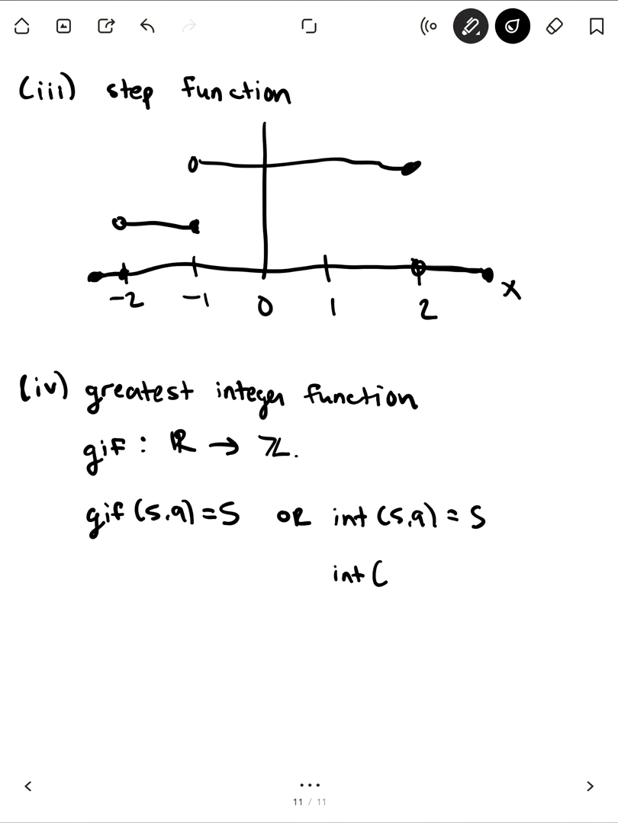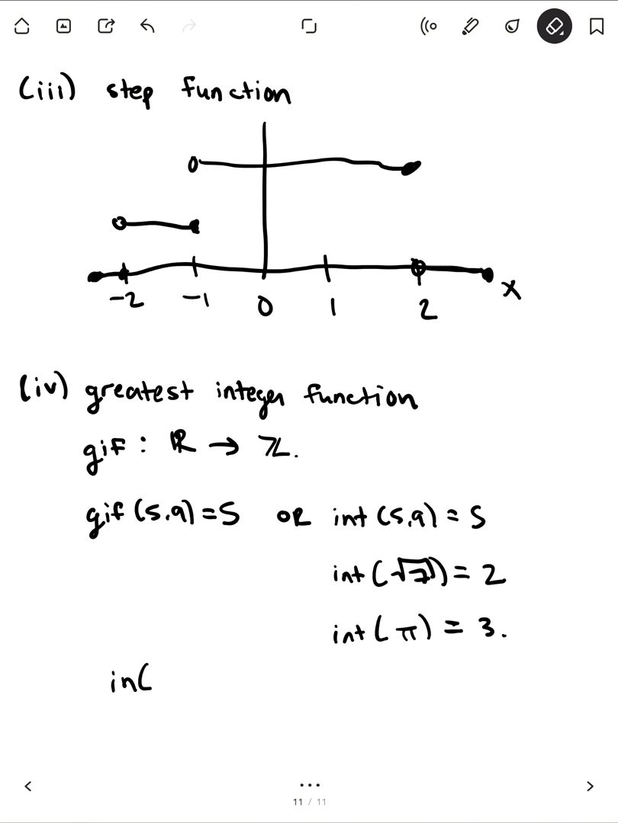Int of the square root of 7 is 2. Int of pi is 3. Okay. Negative numbers can be a little bit more confusing sometimes because you have to think in the backward direction. Int of negative pi is -4 because -4 is the biggest integer that's less than the number I've put into the function. So this is also written as int from R to Z.